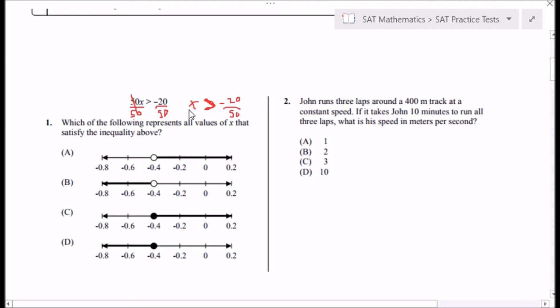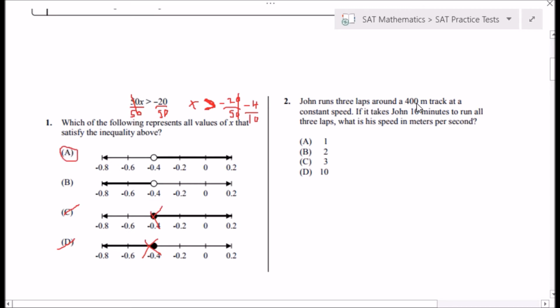So here we see that x is greater than negative 20 over 50, and negative 20 over 50 is the same thing as negative 2 over 5, if you just cancel the zeros, and that is also the same thing as negative 4 over 10. So we can easily see that that's 0.4, so we look for that in our answers. These are wrong because our sign is not greater than or equal to, it's actually just greater than. So we can get rid of those. So it's one of these. And usually what I do is I see the direction the sign is pointing, and that will be my answer, which is A.